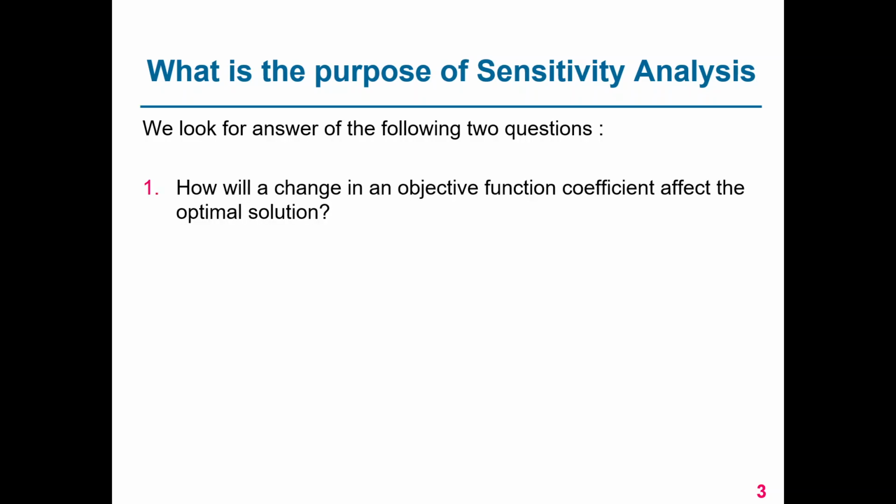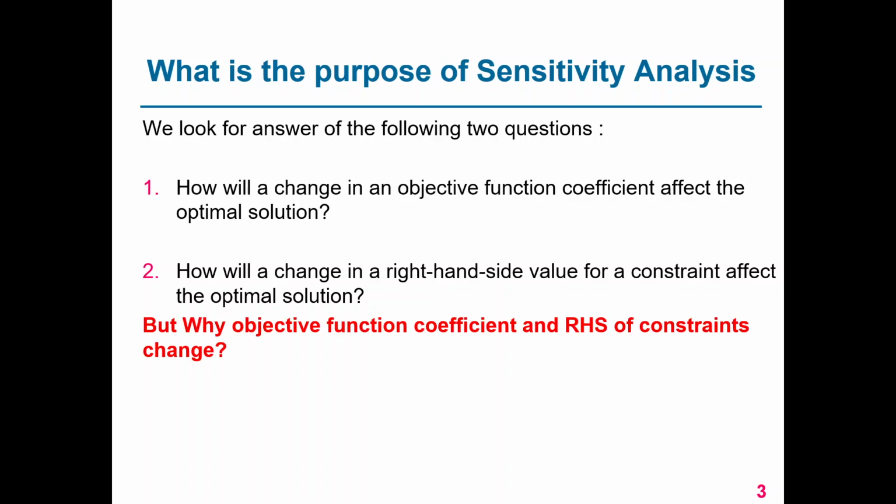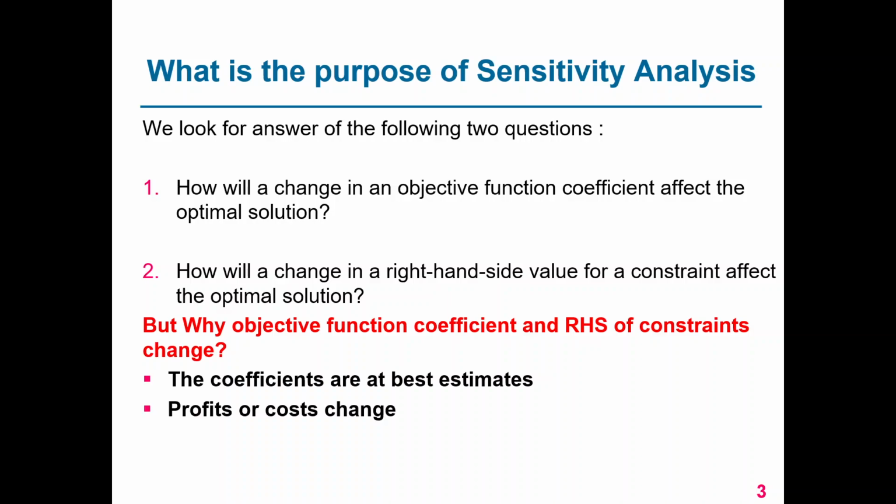The second question is, if the right hand side of the constraint changes, how is it going to affect our optimal solution? But why do these coefficients and right hand sides of constraints change? That's because the coefficients are at best estimates. The prices, the costs, the profits, they can change. And similarly, the resources available are also likely to change.